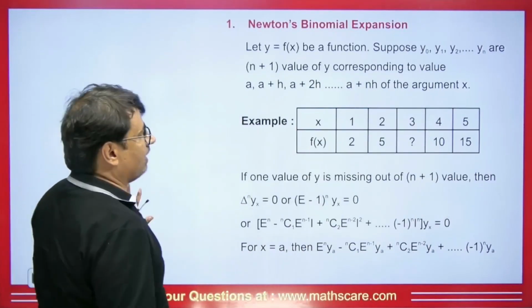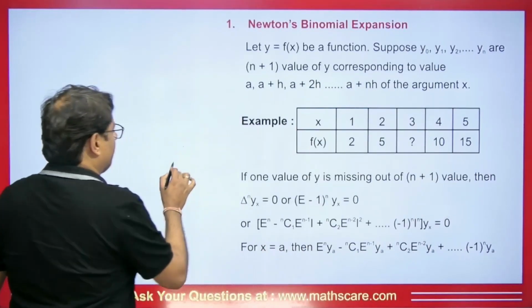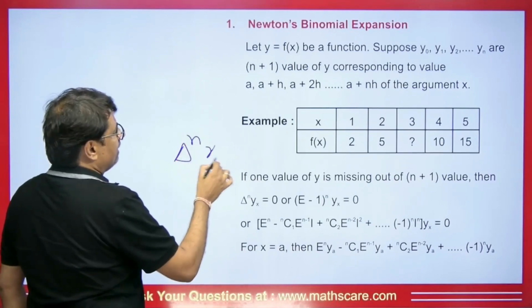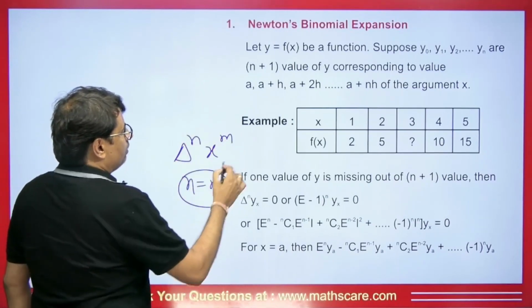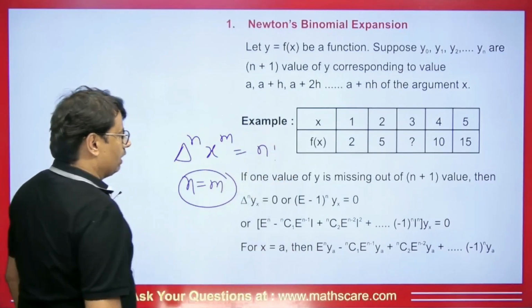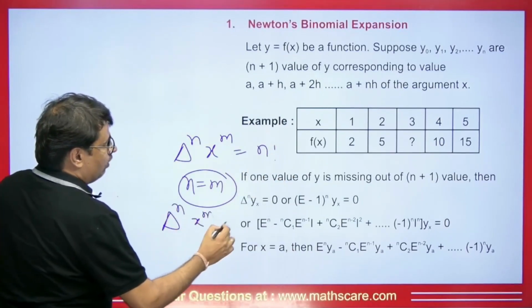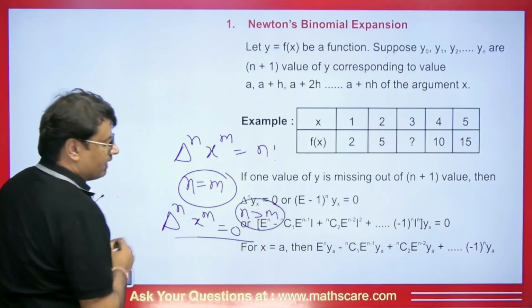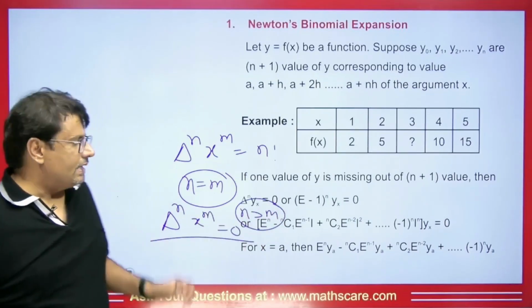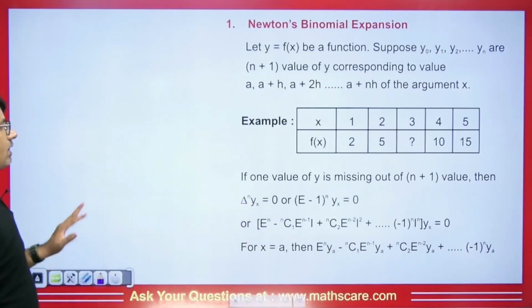I took a class before, and in that class I told you that if it's given del power n, x power m, and n equals m, then the value of it is n factorial, okay? But if del power n is applied to x power m, and n is greater than m, then what do we get? It is 0. This is the concept we will use here.